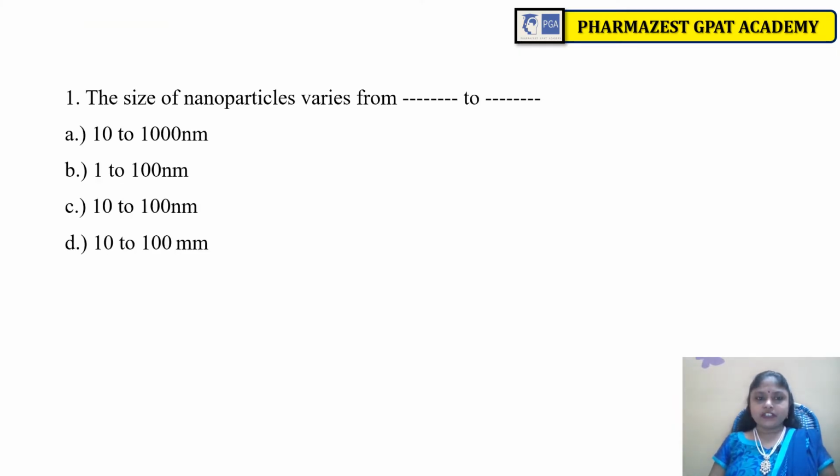The first question is, the size of nanoparticles varies from dash to dash. A. 10 to 1000 nanometer, B. 1 to 100 nanometer, C. 10 to 100 nanometer and D. 10 to 100 millimeter. So the right answer is 1 to 100 nanometers.